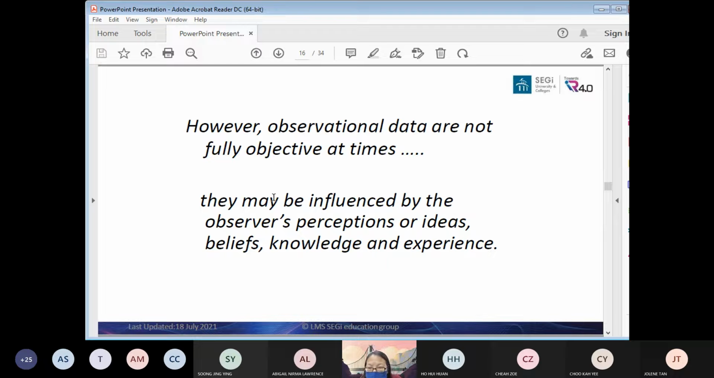However, observational data are not fully objective at times. When you do your observation, sometimes it's not fully objective, as in there's no one focus. You are observing so many things. Sometimes it can be influenced by the surroundings, so your observation result may become different.